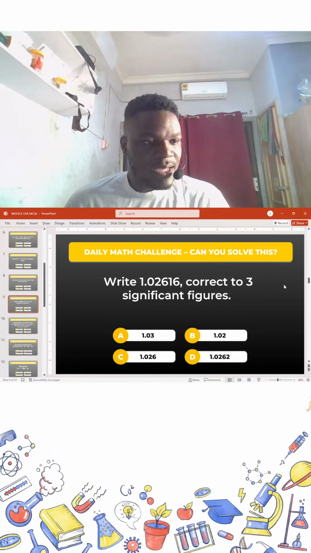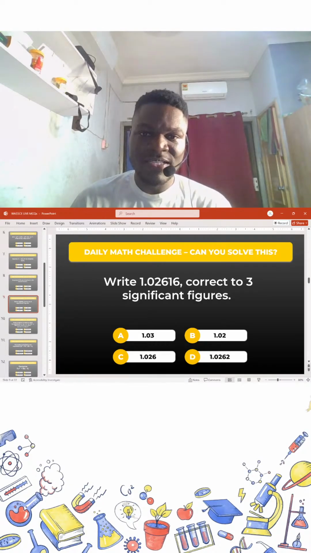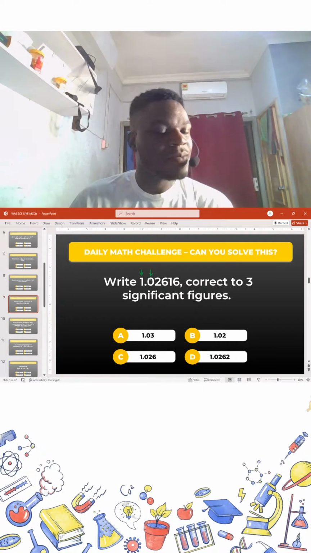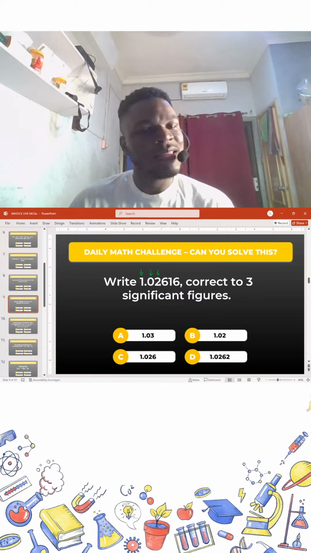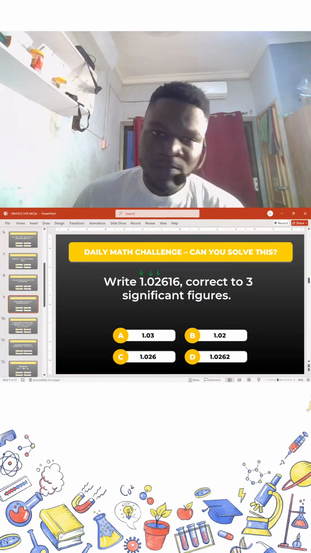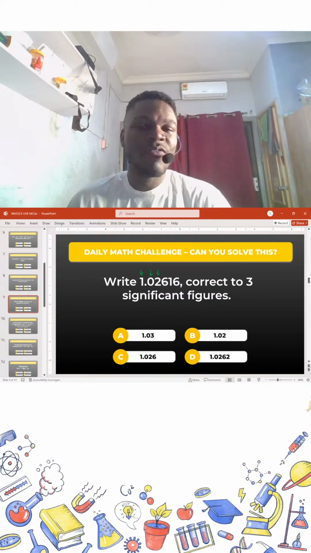All right, so let's go ahead and look at that. When we want to write this expression correct to 3 significant figures, it's very easy. Easy in the sense that the 1 over here becomes our first significant number. The 0 over here becomes our second significant number. Then the 2 over here becomes our third significant number. Now, the 6 after the third significant number is 5 or more.